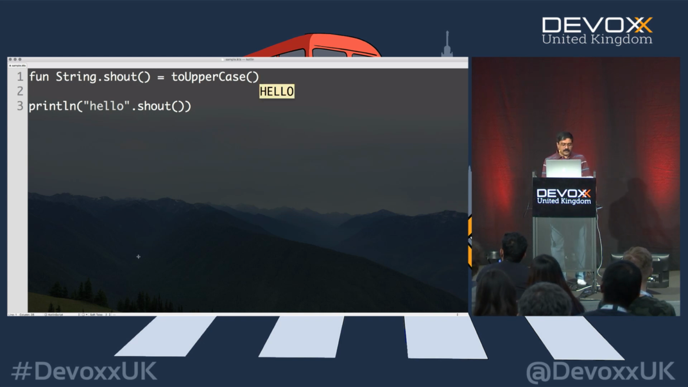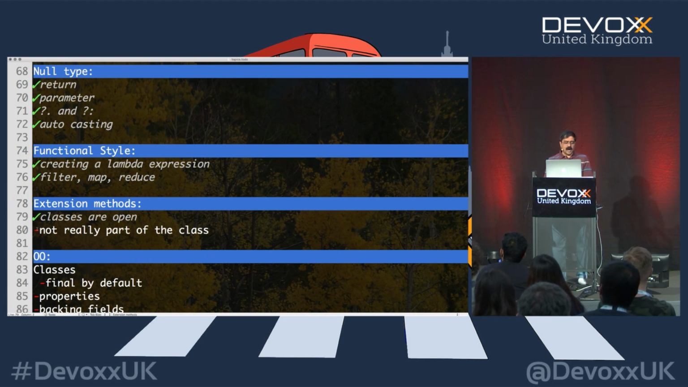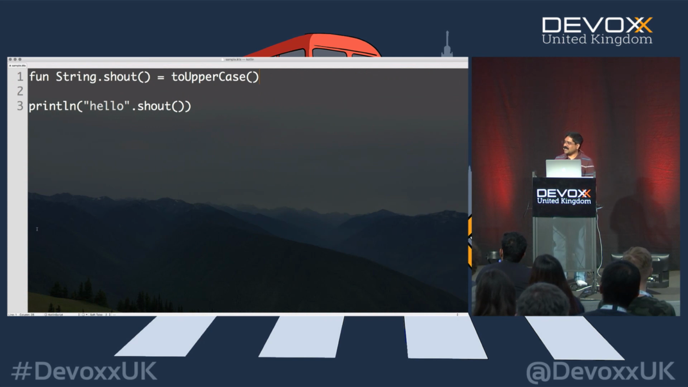Now, keep in mind, this method you're adding is not actually part of the class. It's the compiler that is actually doing the gimmick for you. The compiler says, oh, look, you're calling this method. Before I complain, let me look in the extension. If it is there, I'll rewrite this code to call that. Well, this is really nice.